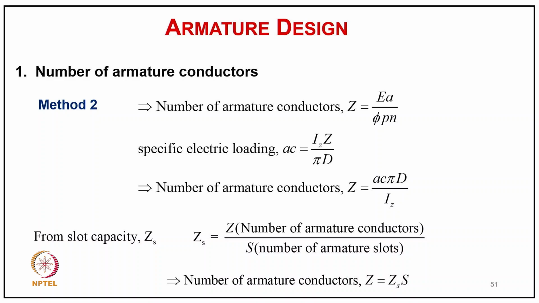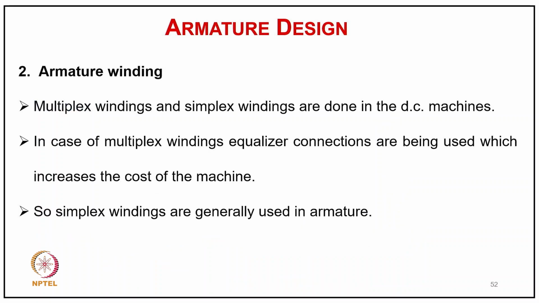Now that is one method, and the second method is the number of armature conductors Z equal to E upon 5 PN, where specific electric loading is AC equal to IZ Z upon pi D, and the number of armature conductors is Z equal to AC pi D upon IZ. You can also find it from the slot capacity ZS. ZS will be Z, the number of armature conductors, divided by S, the number of armature slots. So the number of armature conductors will be Z equal to ZS into S.